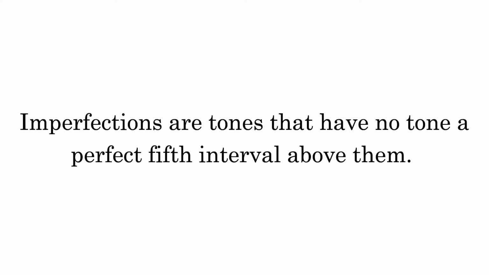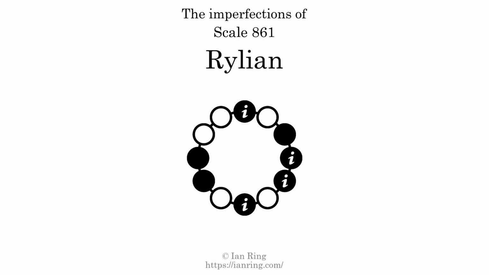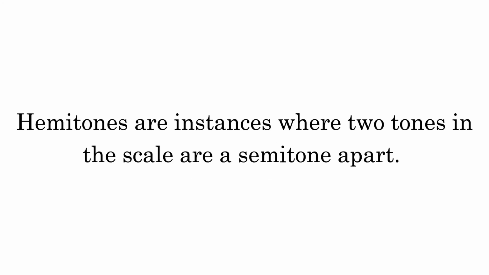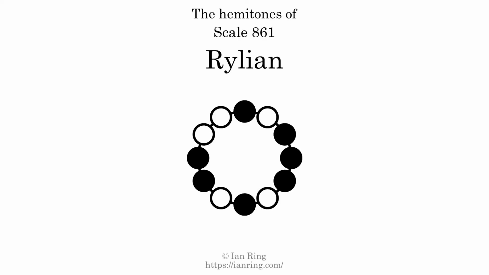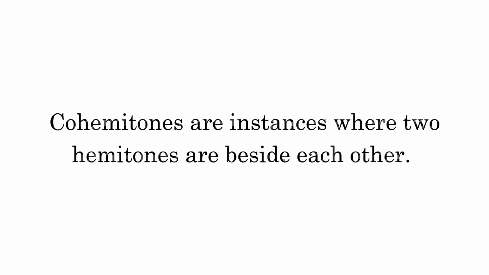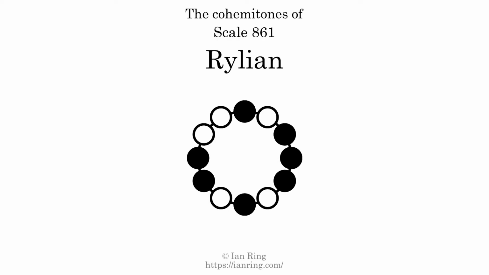Imperfections are tones that have no tone a perfect fifth interval above them. This scale has 4 imperfections. They are at positions here, here, here, and here. Hemitones are instances where 2 tones in the scale are a semitone apart. This scale has 3 hemitones. They are at positions here, here, and here. Cohemitones are instances where 2 hemitones are beside each other. This scale has 1 cohemitone here.